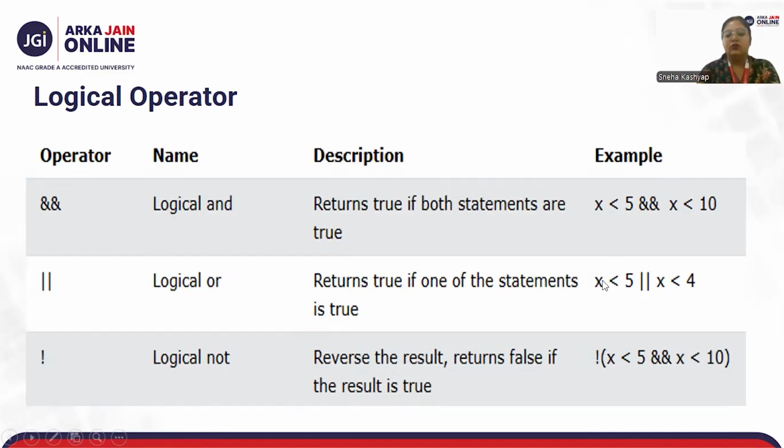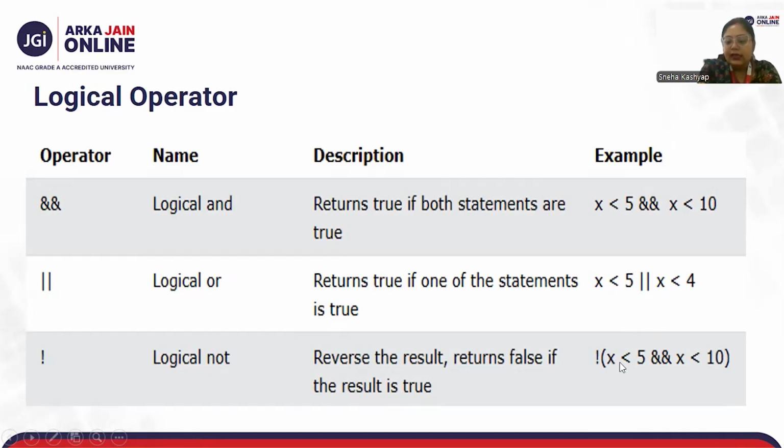Now let's say x is equal to 6. So 6 is less than 5? No. And or 6 is less than 4? No. So here both the conditions are false. But what if I take the value of x as 5 or value of x as 2? So 2 is less than 5? Yes. 2 is also less than 4. So here the condition will be logical or will be working as true.